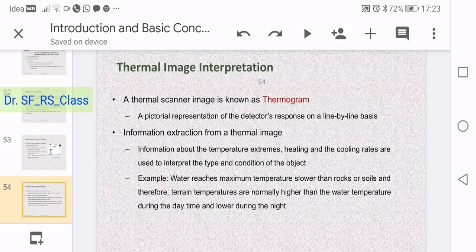the attaining of maximum temperature of rocks and soils is faster than water. So in the daytime, terrain temperatures will be higher, and water cools down slowly, so water will have a higher temperature in the night. So it depends on the day and night. We need to identify these heating and cooling characteristics of the objects, and we need to know the time of sensing to interpret the thermal images.